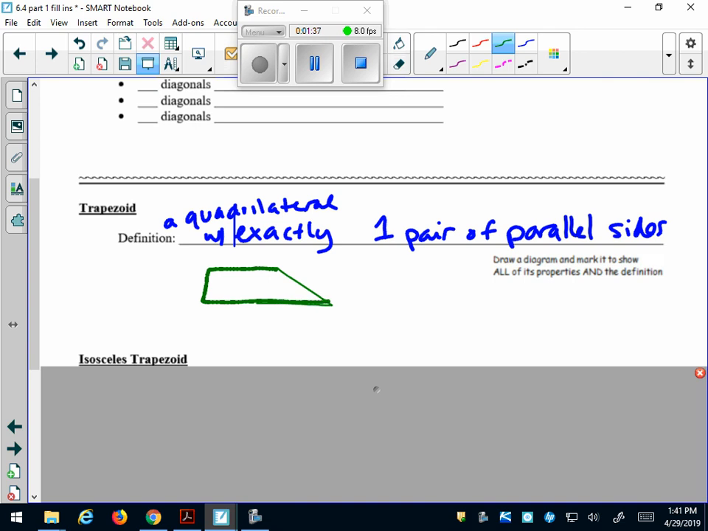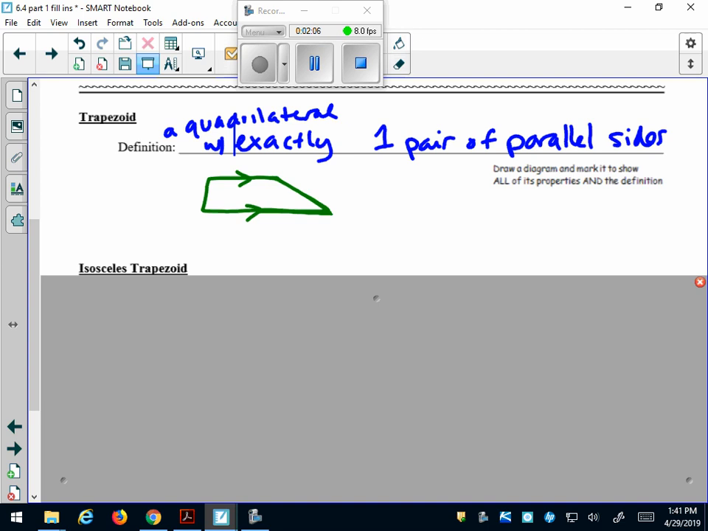So it's going to look like this. One pair of parallel sides, one pair of sides that are not parallel, because if the other set of sides were parallel, what would we have? A parallelogram. So a trapezoid is different. There can never be overlap between trapezoid and parallelogram.